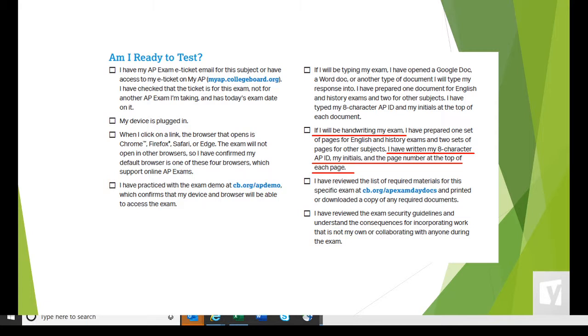So again, the biggest things that you guys need to remember are to make sure that if you're writing by hand, you have the pages already ready to go. Your API ID and your initials and the page number have to be on every page. If you're using a Word document or Google Docs, you want to make sure that your API ID is at the top with your initials, and then you're good to go. But those are the big reminders.